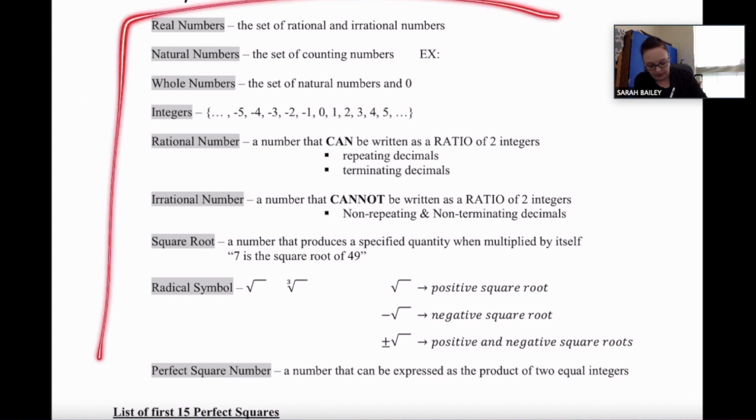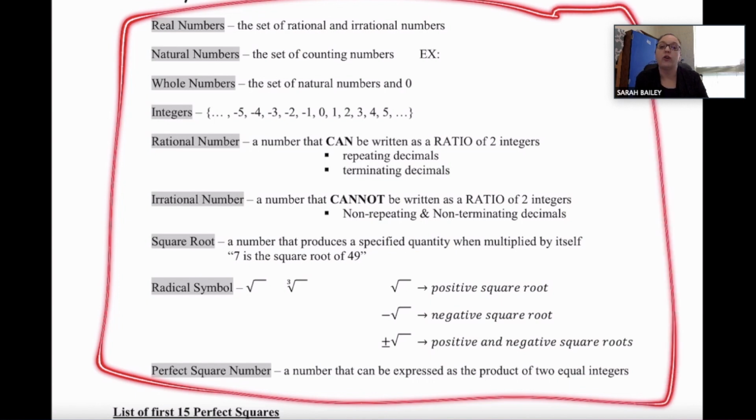Let me do it like this. So the first is real numbers. Real numbers are defined as the set of rational and irrational numbers, and we'll get to what each of those means in a minute.